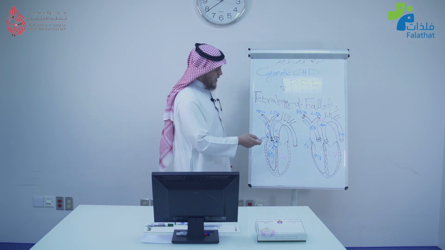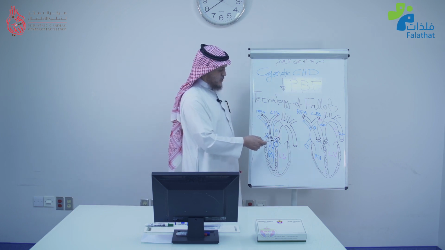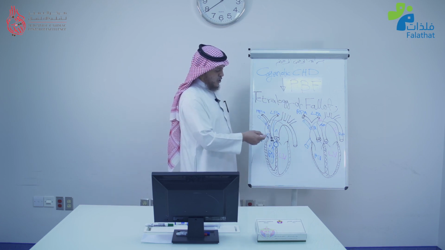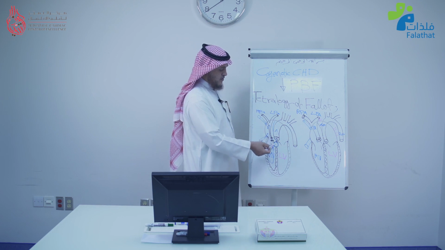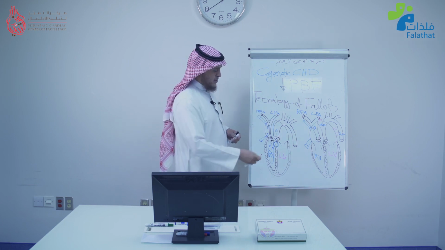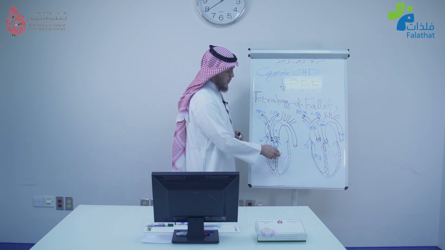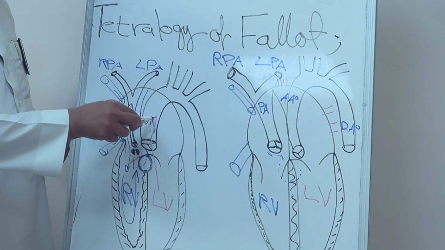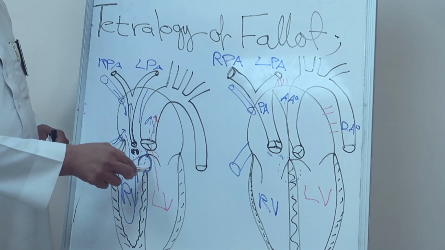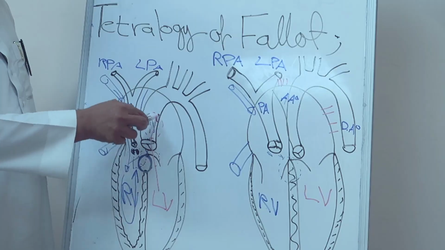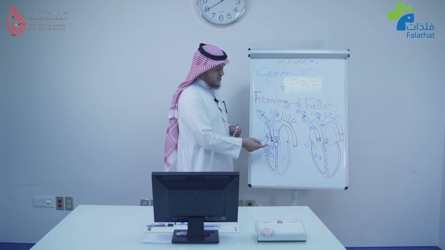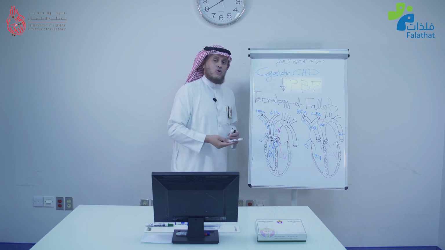Here, we do not have an issue of mixing on the right side. Actually, the mixing is happening on the left side. The obligatory right to left shunt goes through the VSD, through the aorta, and then the cardiac output that's coming from the left ventricle would go through the aorta. So the mixing is really happening somewhere in the VSD and in the aorta.